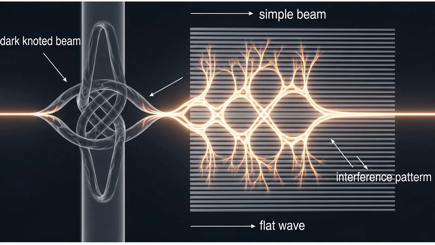But how do you see a knot made of darkness? You can't directly. Instead, scientists use interferometry. They combine the knotted beam with a simple, flat wave of light. The resulting interference pattern reveals the phase structure, showing a complex web of branching forks that trace the path of the dark vortex lines, allowing them to reconstruct a full 3D image of the knot and confirm its topology.